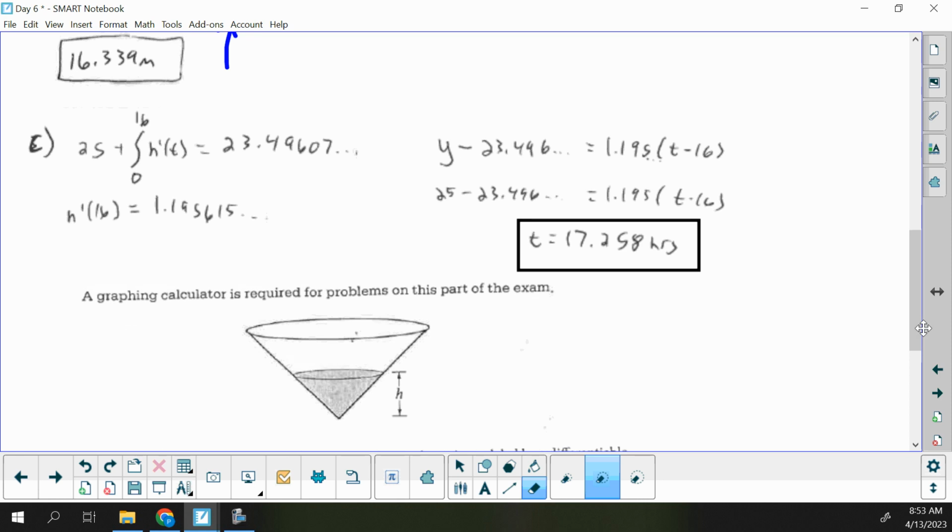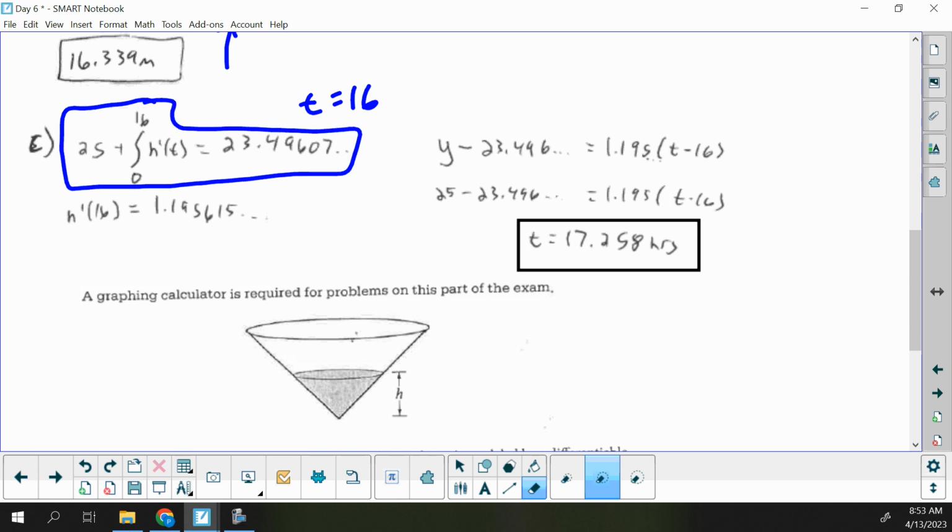And the last one, we wanted a tangent line approximation. So we need an x, we need a y, we need a slope. Well, our x is essentially t equals 16. We could do the process that we did in the question above to find the y value. So 25 you're starting with, integral from 0 to 16. And then sub 16 into our h prime function to get the slope.